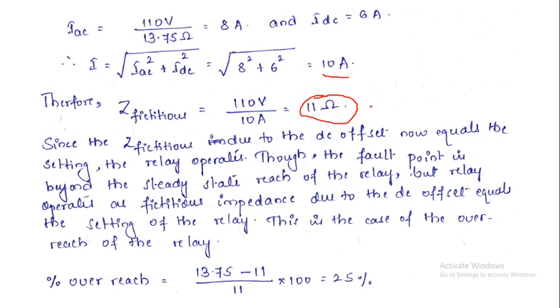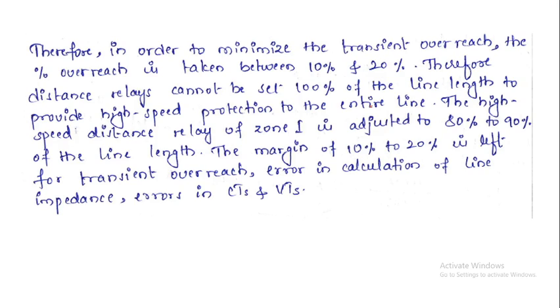Percentage overreach is 25%. Okay, so this is not good as far as performance is concerned. So we need to reduce this. How? Therefore, in order to minimize the transient overreach, we have to reduce this.